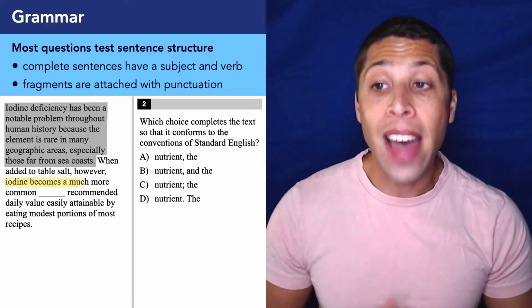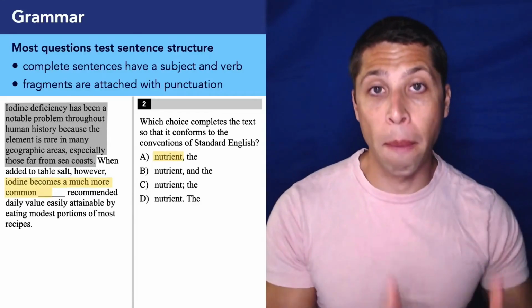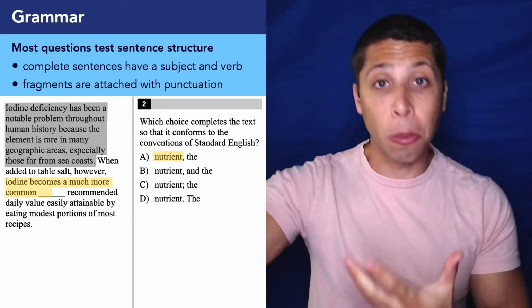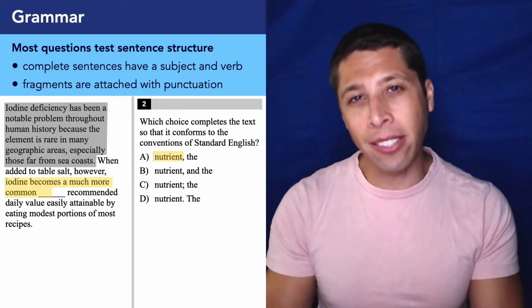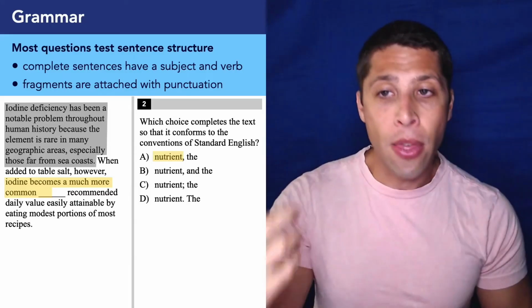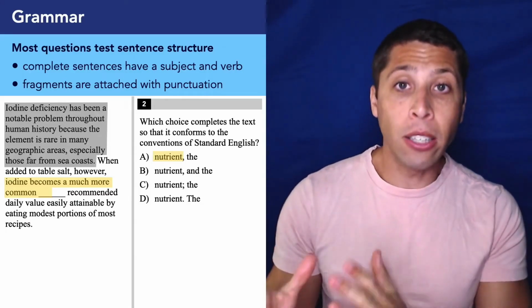That's a sentence. That could stand on its own. Just listen to it. Iodine becomes a much more common nutrient. Everything that came before it is really helpful for us understanding a larger point, but grammatically it's not necessary. Just that yellow highlighting is necessary for us to have a complete sentence. Then again, I'm assuming choice A is correct here, but we don't know yet. Let's take a look at the next piece.